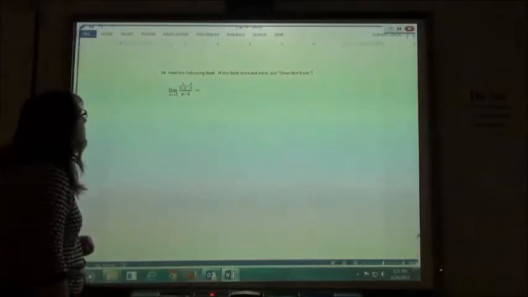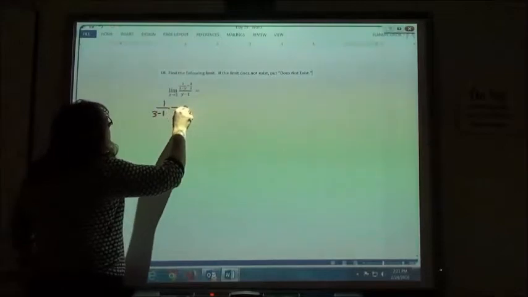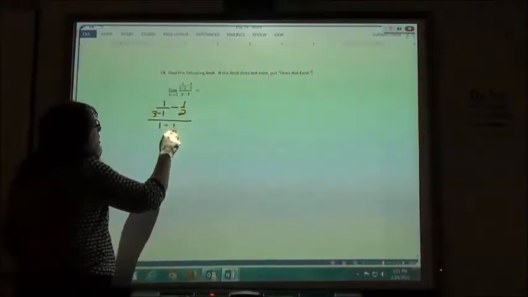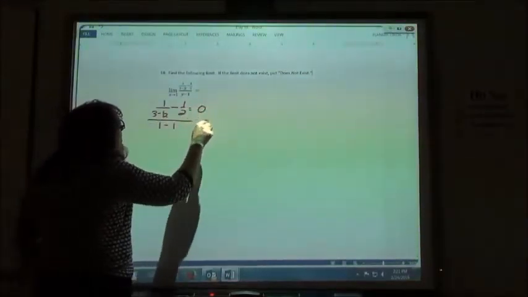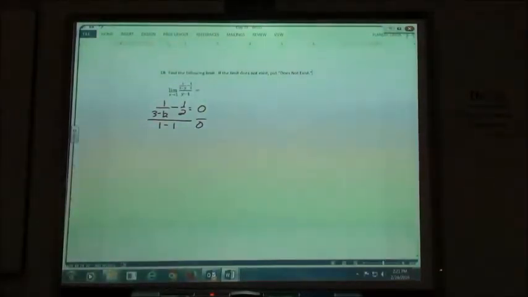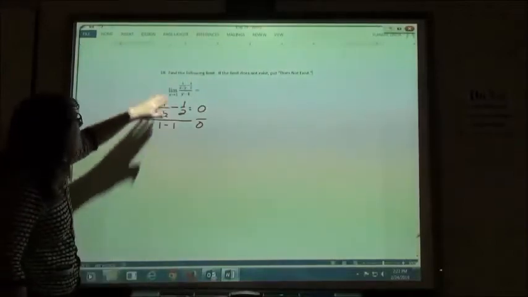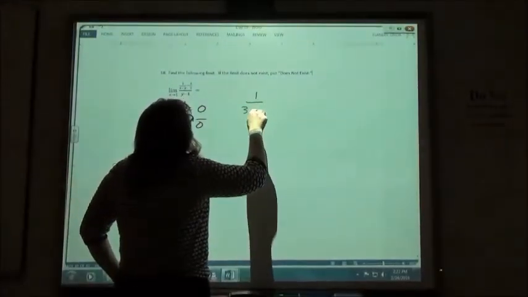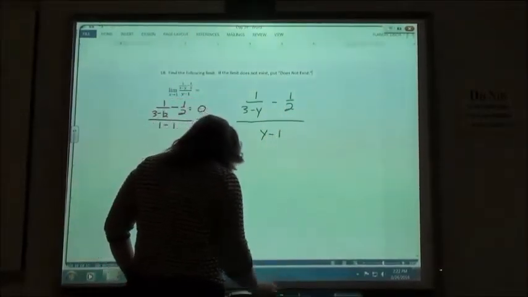All right, number 18, we want to find the limit as x approaches 1. So if I evaluate it directly, I would have 1 over 3 minus 1 minus a half over 1 minus 1. Well, here, 3 minus 1 would be 2. 1 half minus 1 half is going to give me 0. 1 minus 1 is also 0. So I have one of those where I have 0 over 0. I need to simplify my fraction then in order to put it in a different form so that I can evaluate it directly. So if I have 1 over 3 minus y minus 1 half over y minus 1.